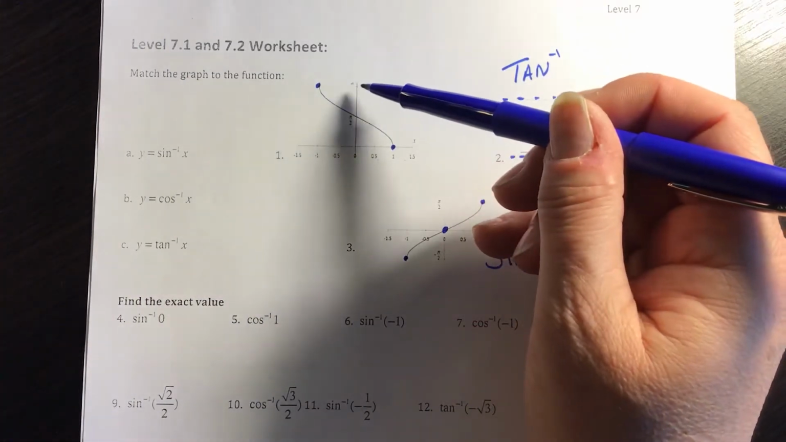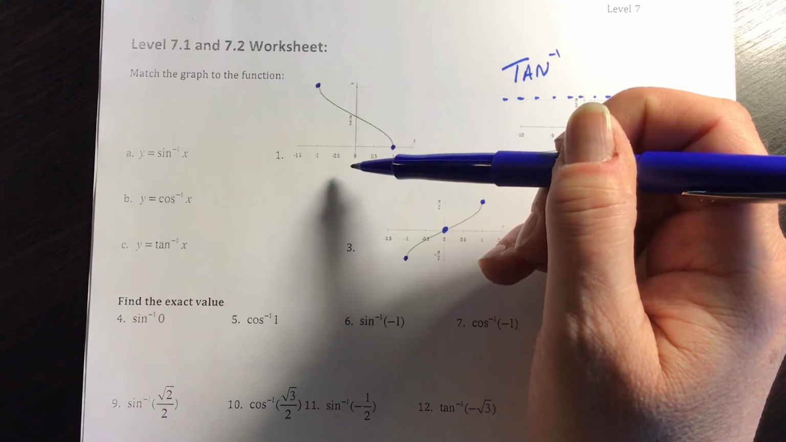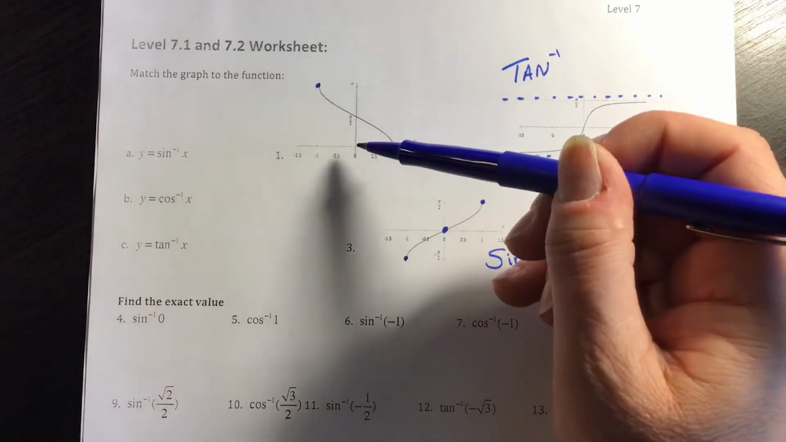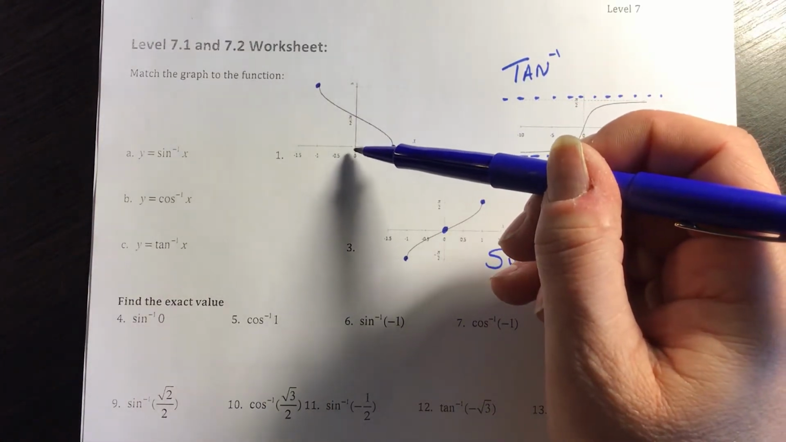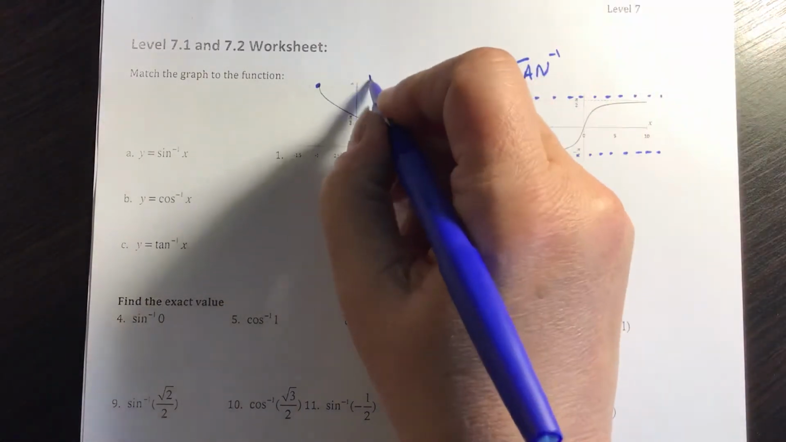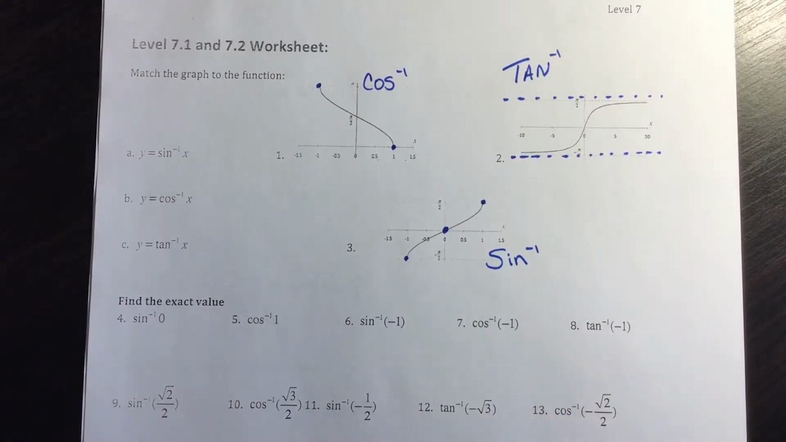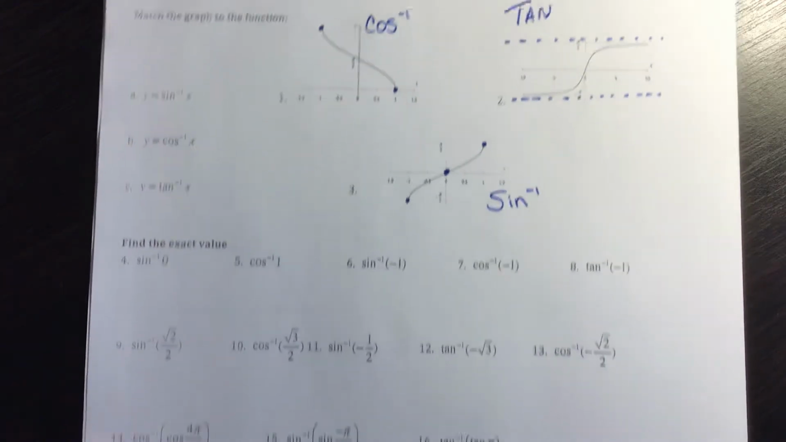But the original cosine graph goes from 0 to pi, and that would be the domain. So the range on this one is from 0 to pi. So this would be the cosine inverse graph. All right, so you just have to be able to decide which one belongs with which.